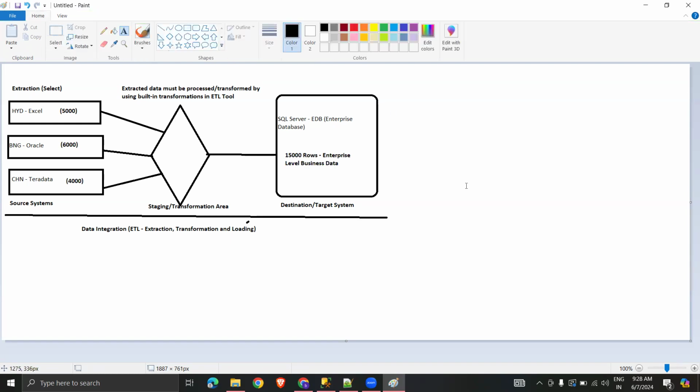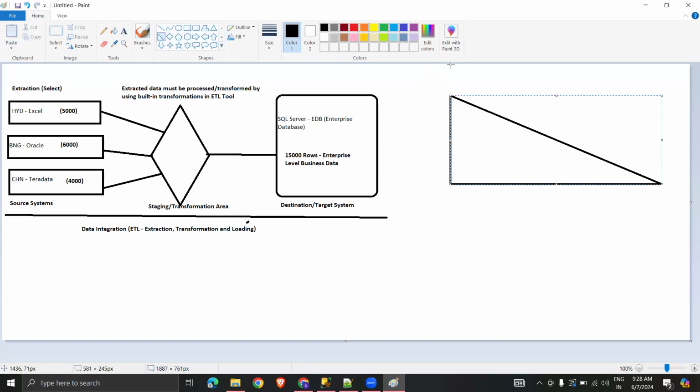Right. Enterprise level business data. Now you have the total data of all branches in one location. Start preparing the report. This is our report, sir. Sir, I'll try to design something.